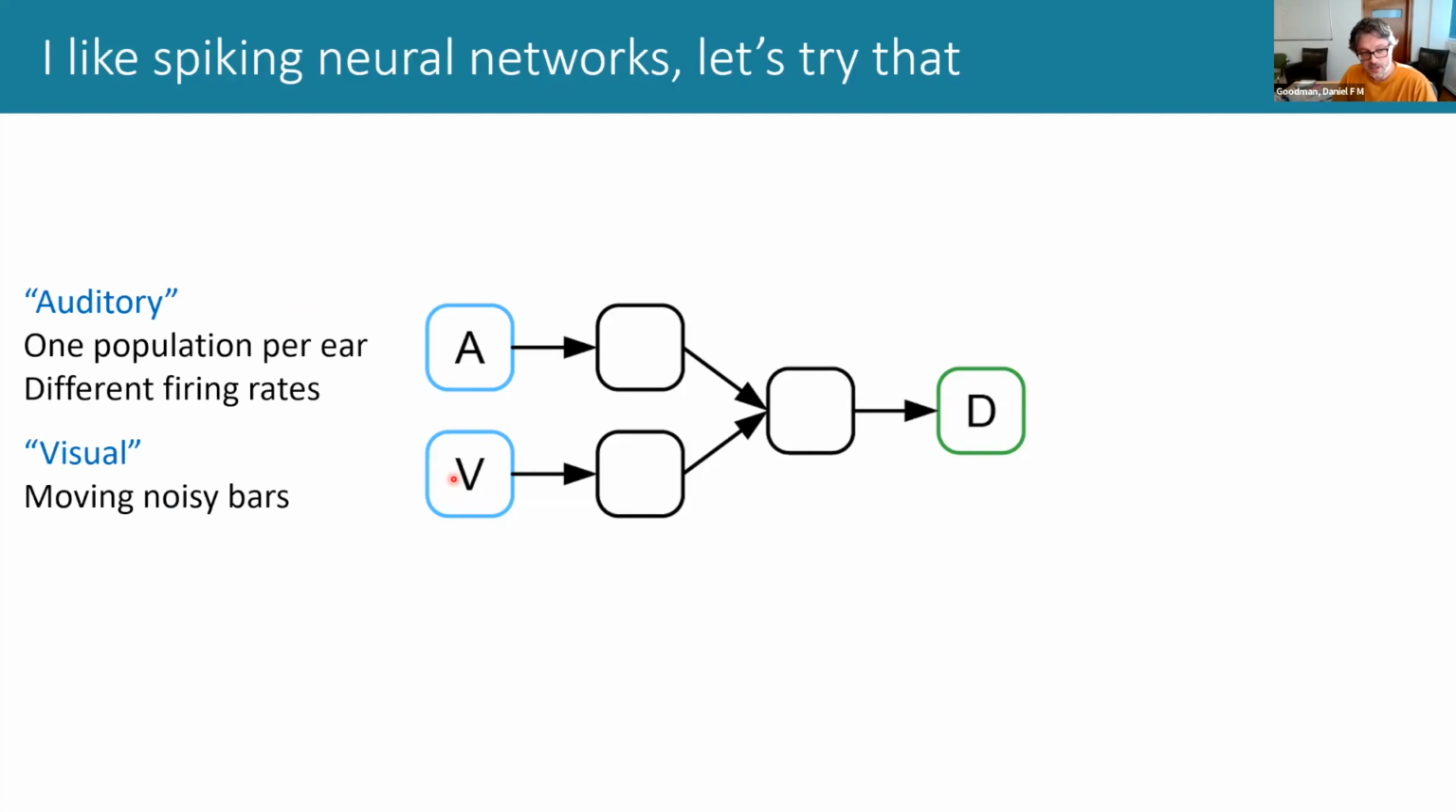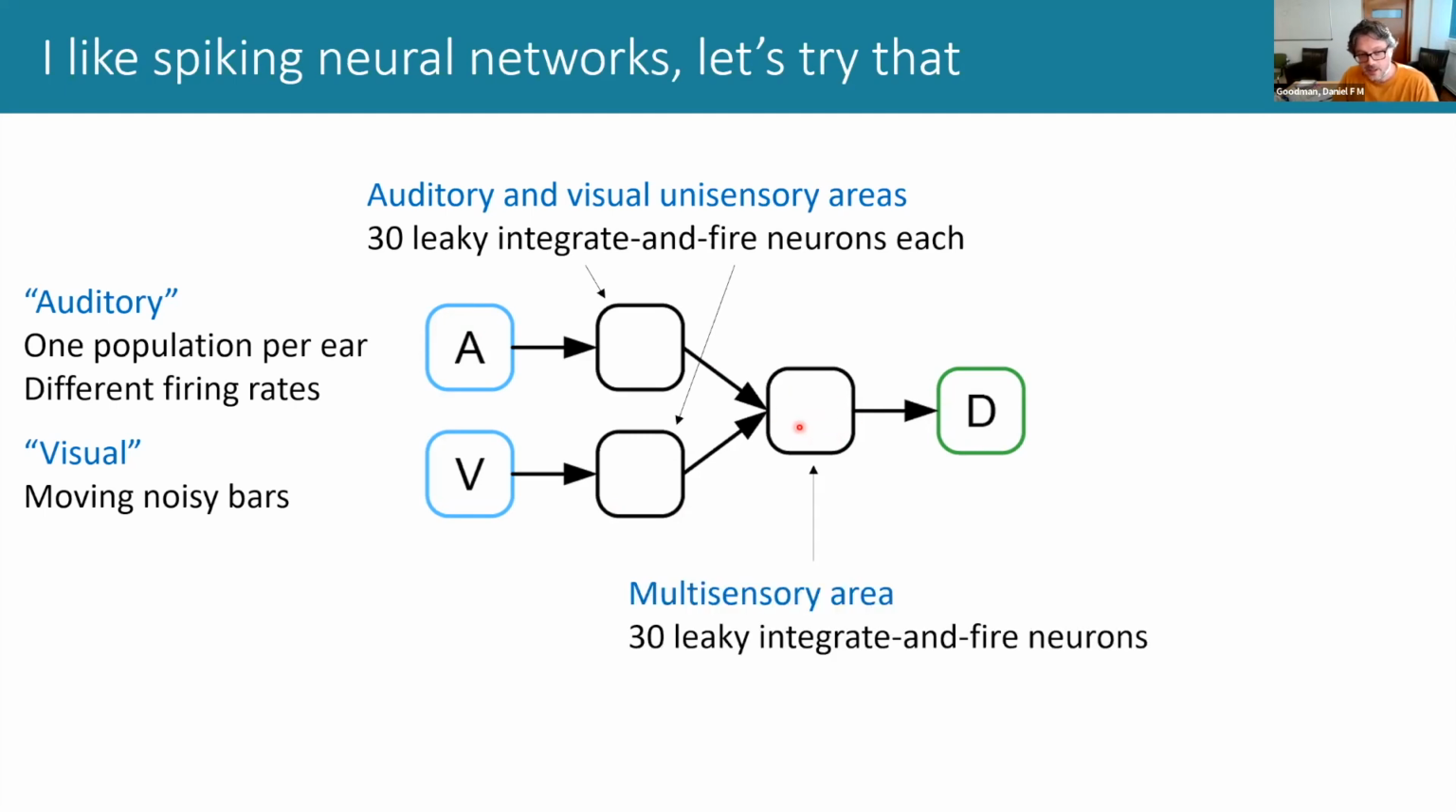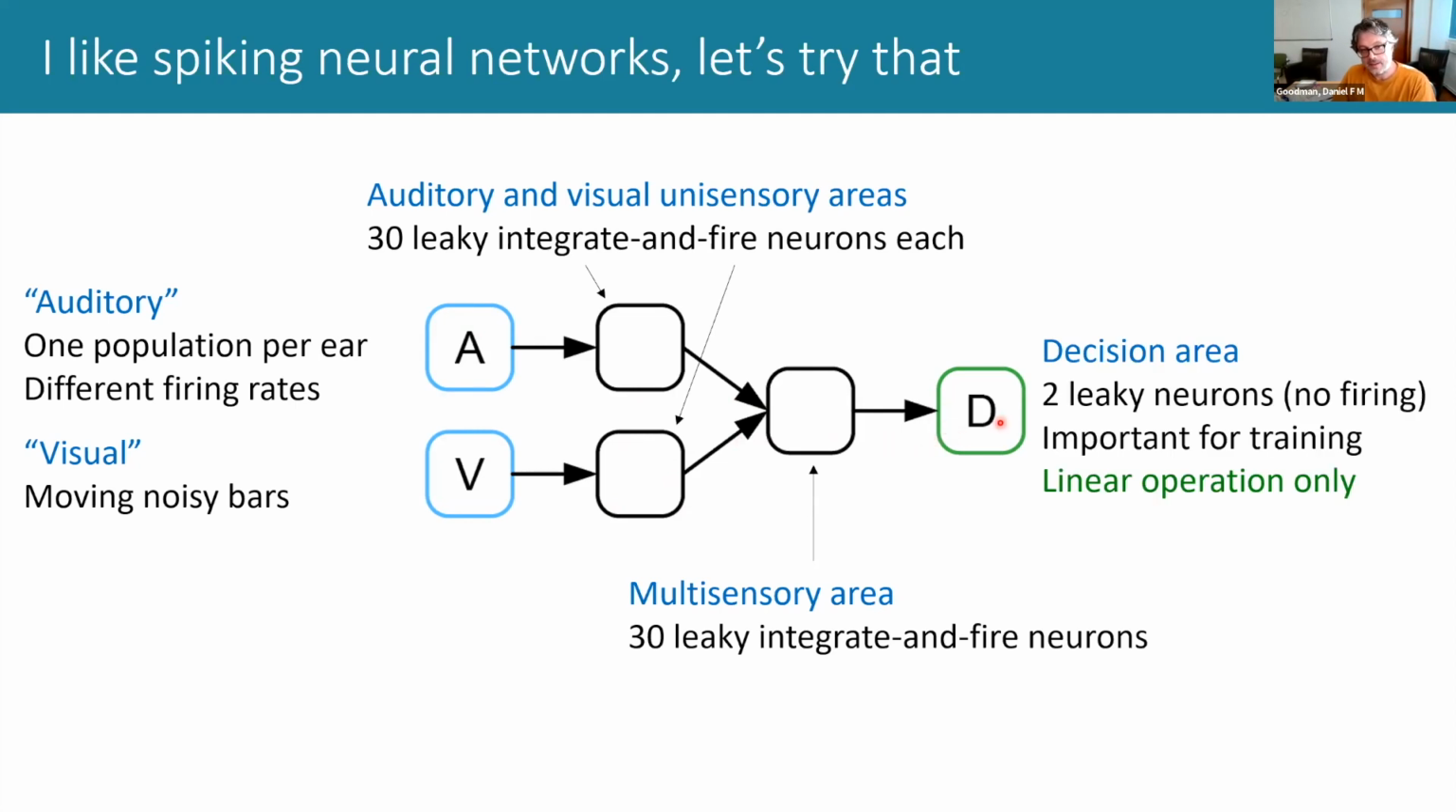There's a visual input as well. In this case, it's noisy moving bars. You have two areas receiving unimodal inputs, one area receiving only auditory information, one receiving only visual information. And these are spiking neurons. And that feeds into a multisensory area, receiving inputs from both. And then that feeds out to a decision area.